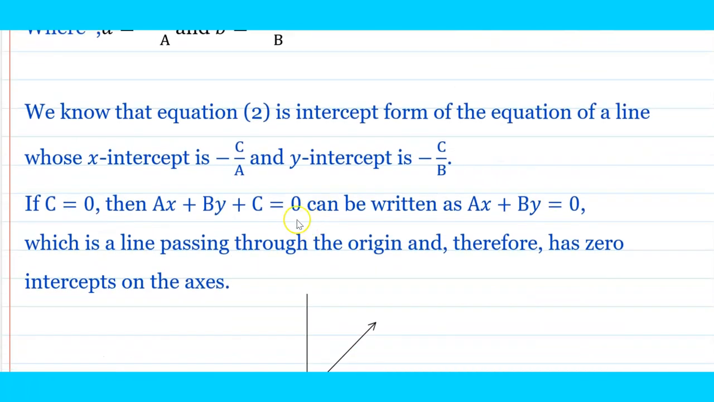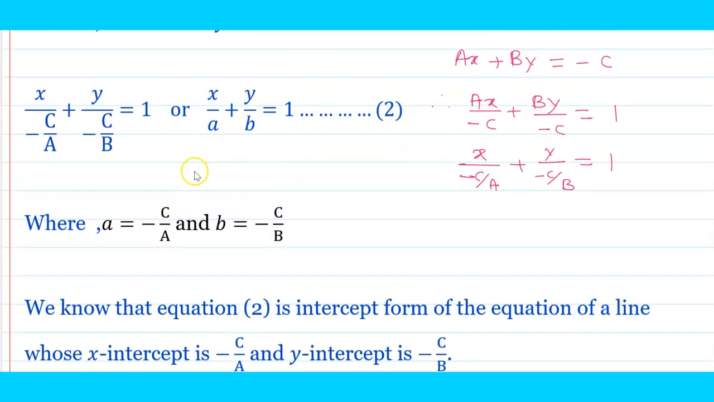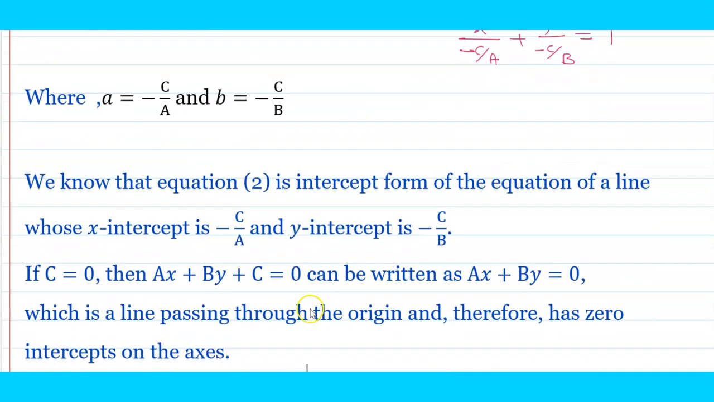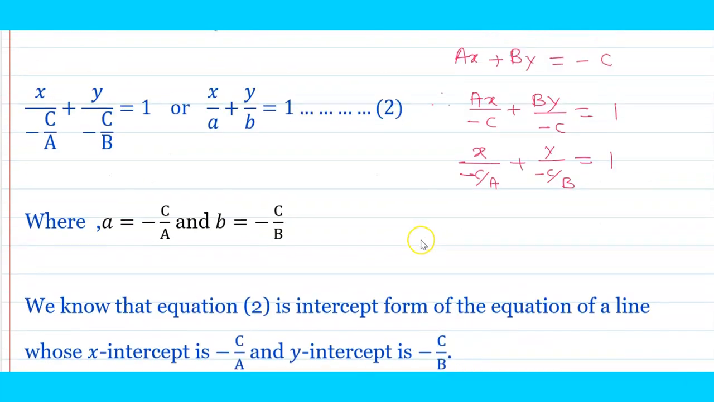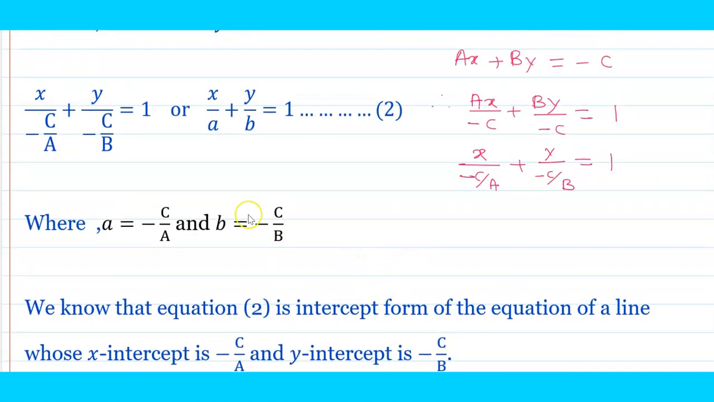We know that equation 2 is the intercept form of the equation of a line whose x-intercept is minus c upon a, and the y-intercept is minus c upon b.